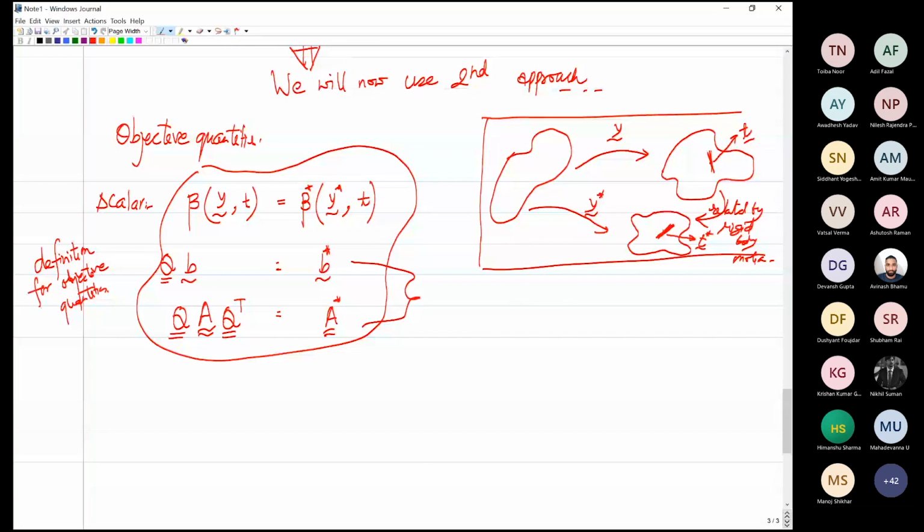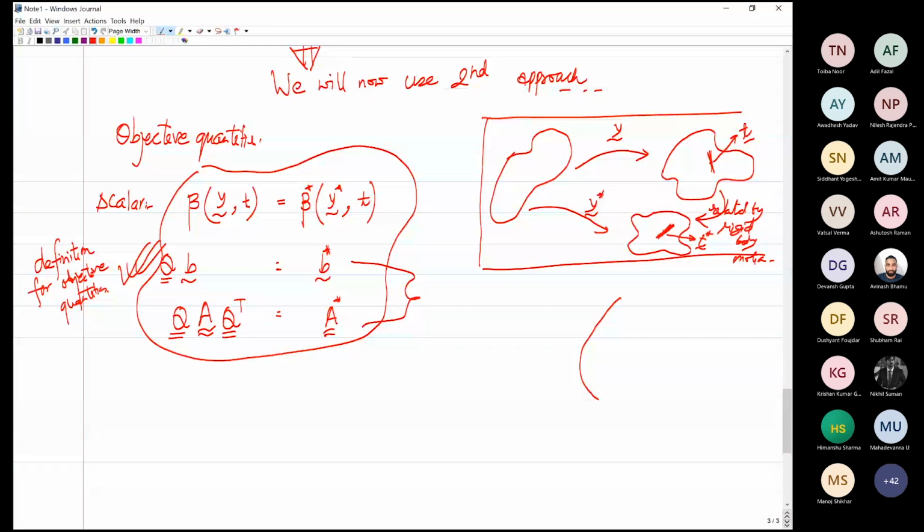For the two motions which are related by rigid body motion, in one case you will find t, in the other case you will find t star, and they will be related in the following way. And this is for a physical quantity t, but for a general vector v, why we are enforcing that it should mean it is objective. So suppose we have a vector field b here and a vector field b star.